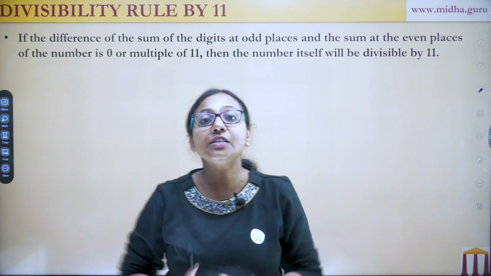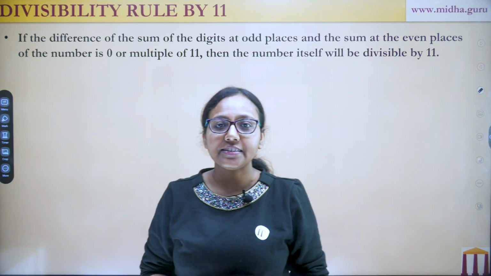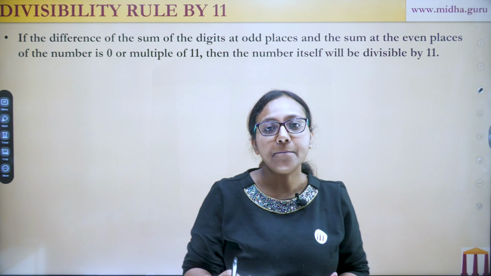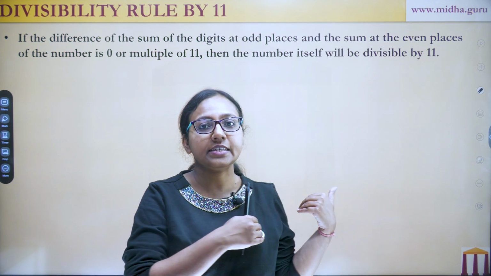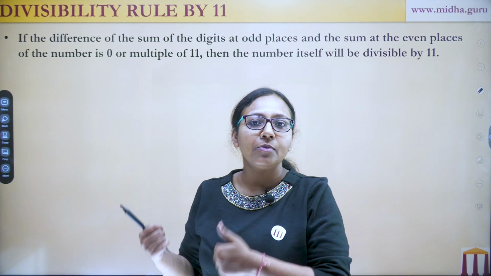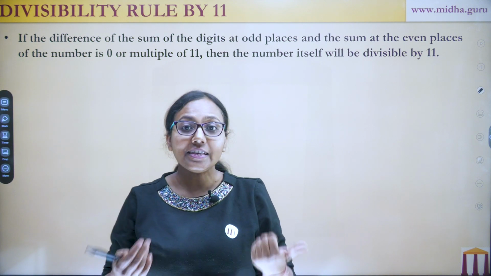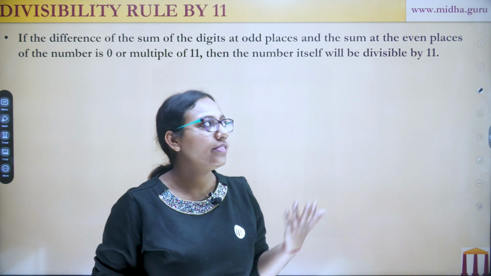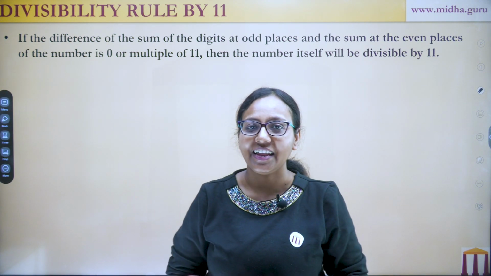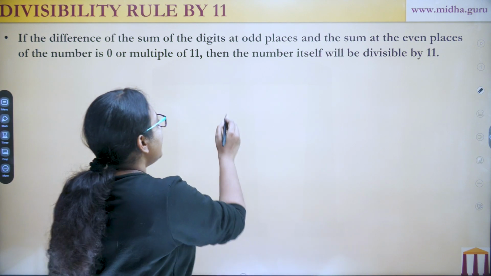Let's understand the divisibility rule by 11. This rule says, if the difference between the sum of the digits at odd places and the sum of the digits at even places is either 0 or 11, then the whole number will be divisible by 11. Let's take an example.